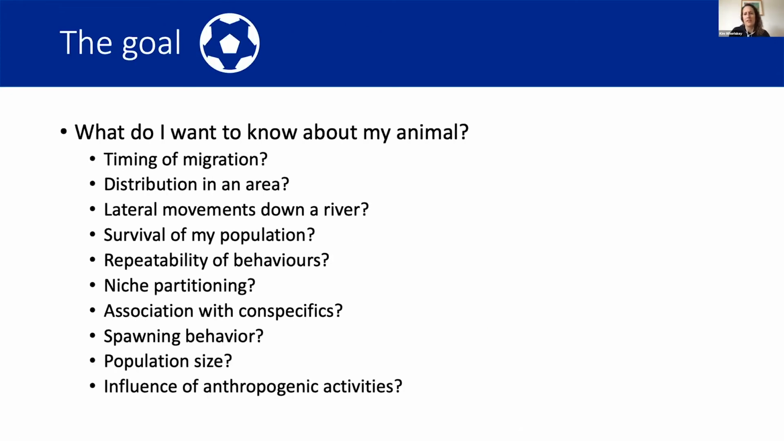So just to go over these quickly, I've kind of already talked about them, but the goal is really what you want to know about your animal. There's lots of different things that we can ask with telemetry data. These are a couple of different options. I won't go too into it, but we can look at habitat distribution. We can look at timings. We can look at behaviors, niche partitioning. You can look at social dynamics, different ecological events like spawning. There's lots of different stuff.